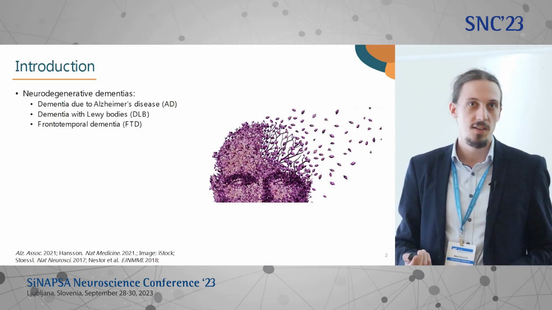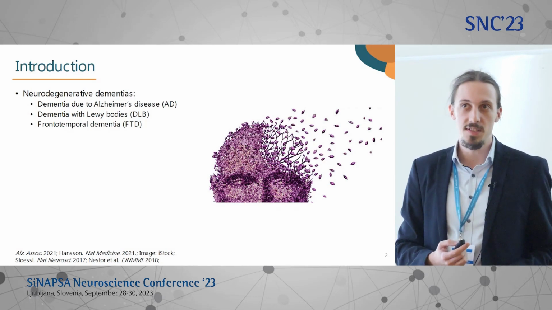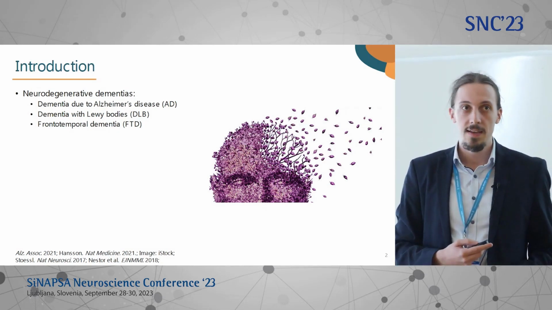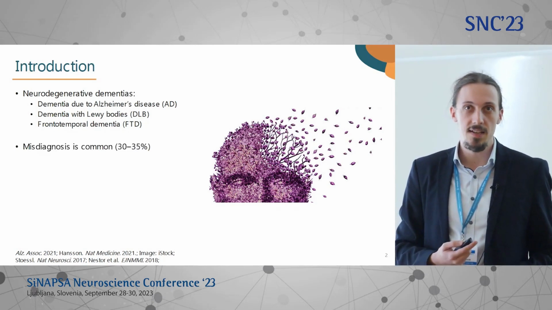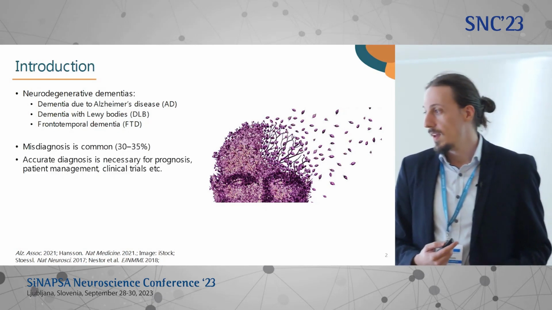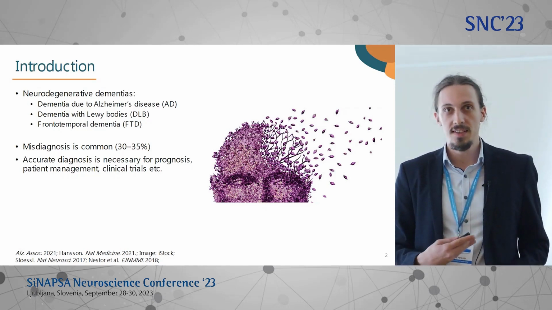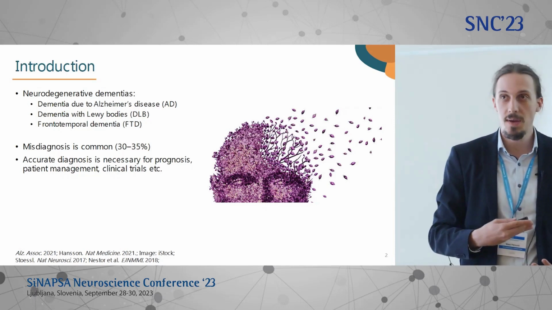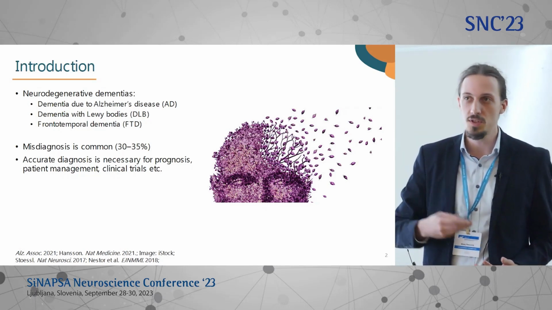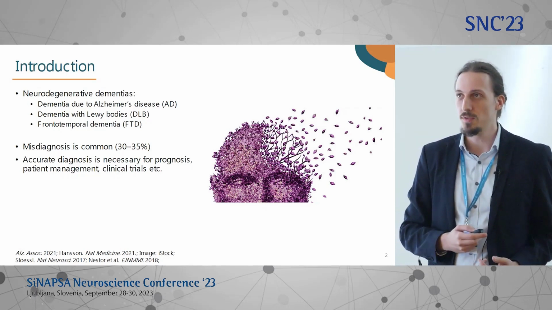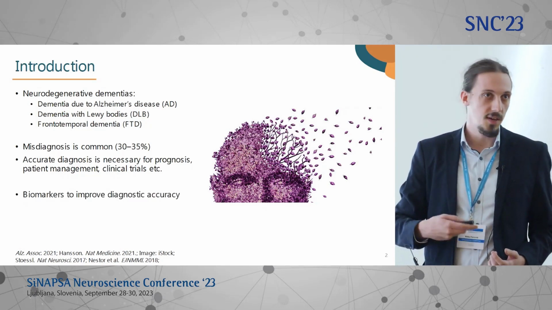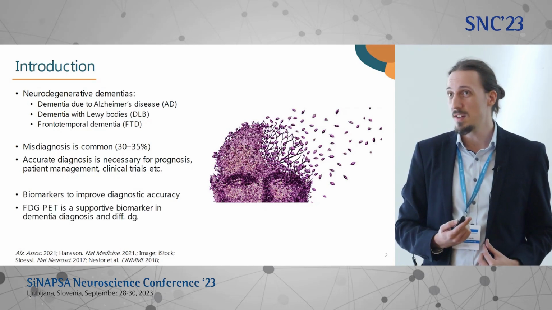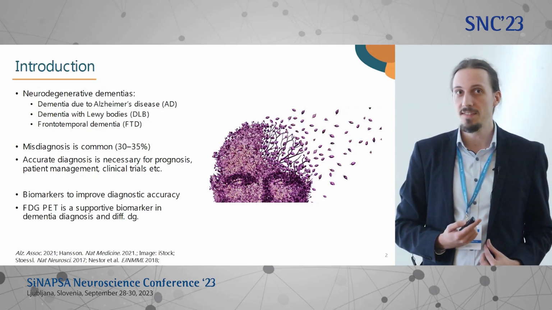The most common neurodegenerative dementia is Alzheimer's disease, followed by dementia with Lewy bodies and frontotemporal dementia. In clinical settings, misdiagnosis is still not uncommon, and accurate diagnosis is needed for prognostic reasons, patient management, clinical trials, and also for inclusion for new disease-modifying drugs. That's why we are turning to various biomarkers that we can use, and one such biomarker is imaging with FDG PET.